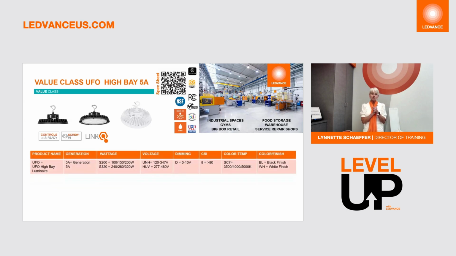Some other things that you should know about this product is that it is available in 2 wattage selectable options, either the S200 or the S320. It also is available in 2 voltages, 120 to 347, or 277 to 480. It is also 0 to 10 volt dimming. It has a CRI in the 80s. It also features CCT selectability.